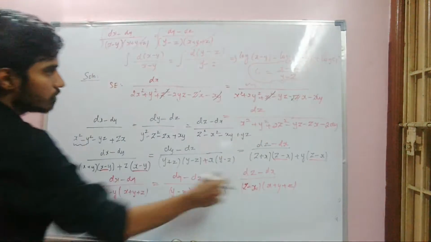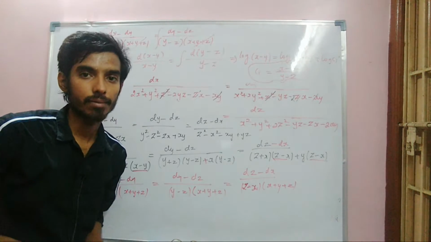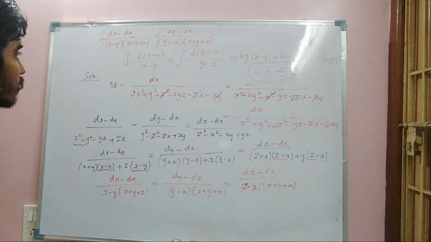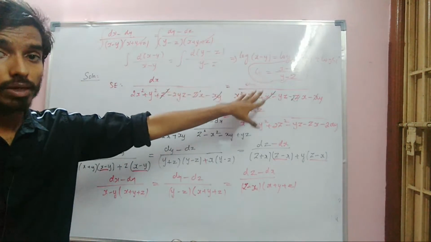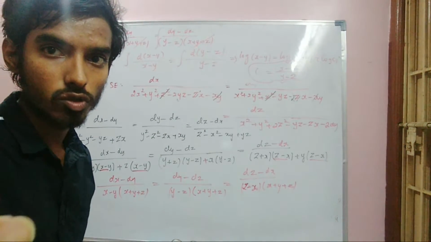So if you group this term and this term, you will get c2 to be equal to y minus z divided by z minus x, right? So group this term and this term, you will get x minus y by y minus z. You group this term and this term, you will get the remaining solution.